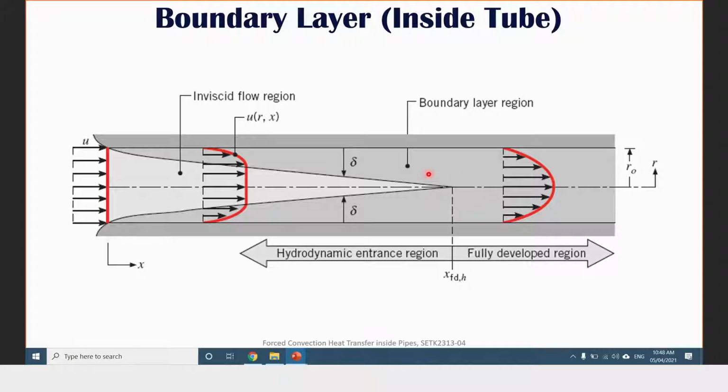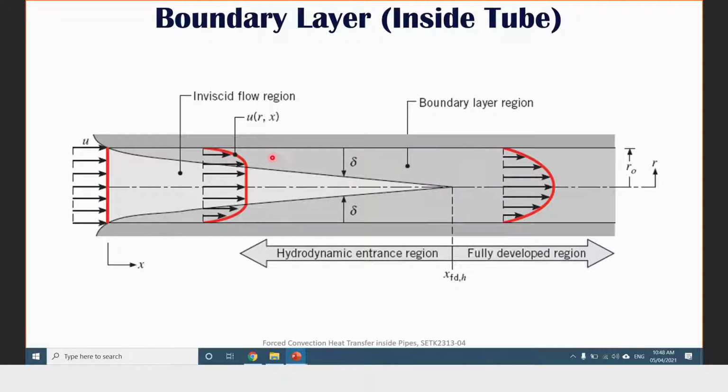So what inviscid means, sorry, one second. Okay, so if you remember just now, I said that in the boundary layer, we consider the fluid to be viscous, correct? So inviscid is actually the opposite of viscous. We assume that it has no viscosity whatsoever.